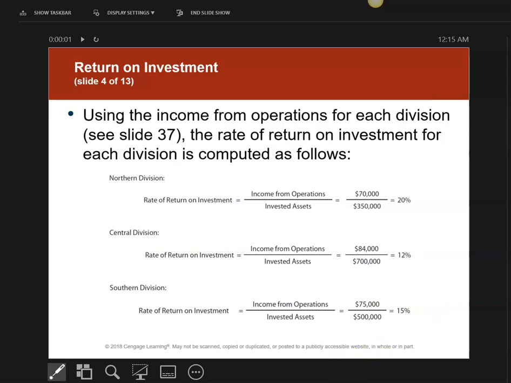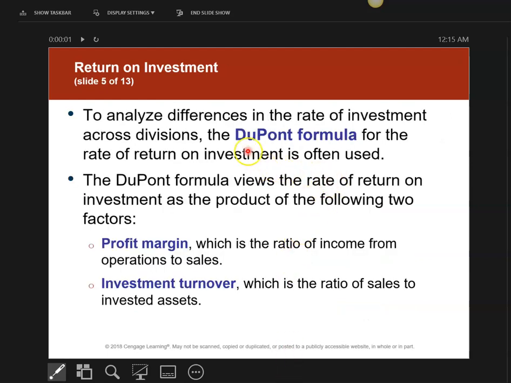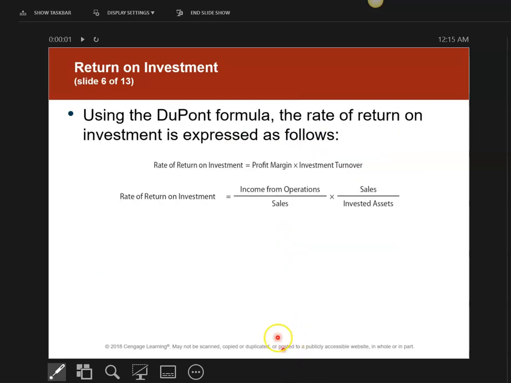These are called ratios that we're looking at for the most part. And there's another ROI ratio, called the DuPont formula of ROI. It's a little bit different because it looks at two different factors: what we call profit margin and investment turnover. So it's very similar to the other one, but takes it a little bit deeper. So I'm going to show you the DuPont formula for the ROI. So here's the formula. Rate of return is profit margin times investment turnover.